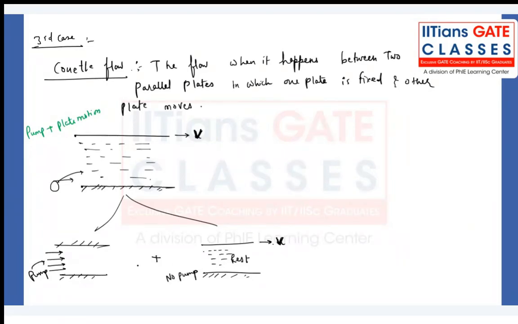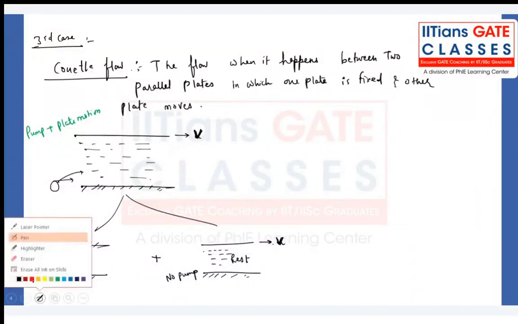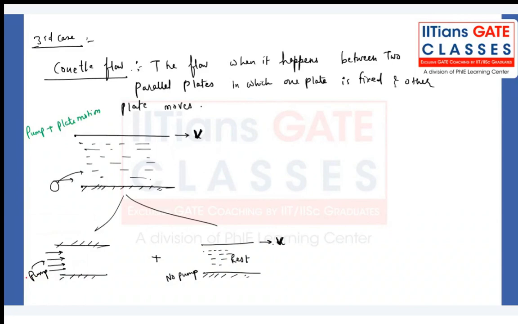If I club together, then I will be getting the very special case, that is case number three. We call that Couette flow, right? Now, what is the meaning of the superposition principle? Adding together these two conditions to get the condition for the third case. Here I am calling these the first and second. What is the formula for the first and second? I will be getting the third case.